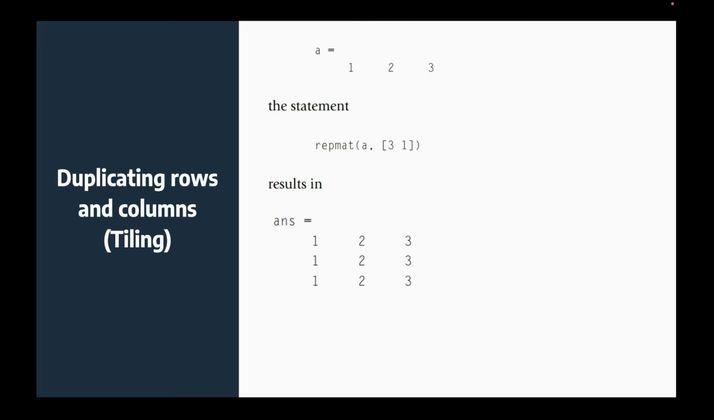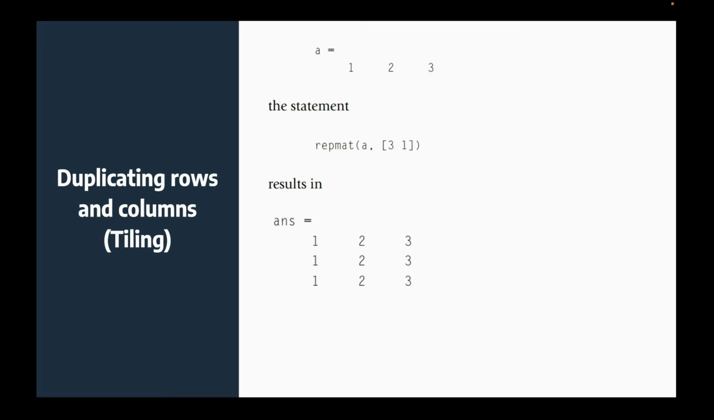Now repmat A, so we're talking about A here, comma, for 3 rows and 1 column. So this indicates rows, this indicates columns. What MATLAB gave us as an output, so the answer was, he gave us 1, 2, 3, 3 times. But you would say, well, I had 1 row and 3 columns. Now you told him repeat the row 3 times and the column 1 time. But we had here 3 columns and 3 rows.